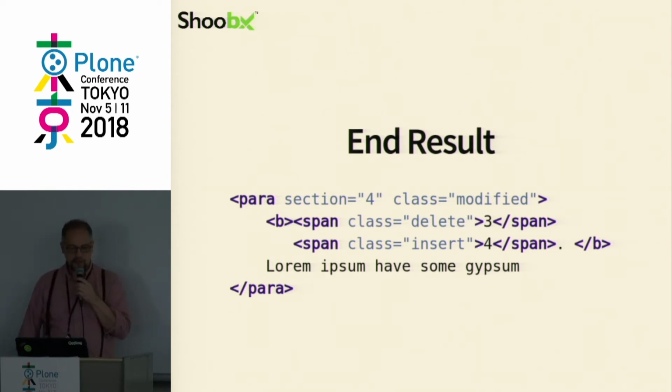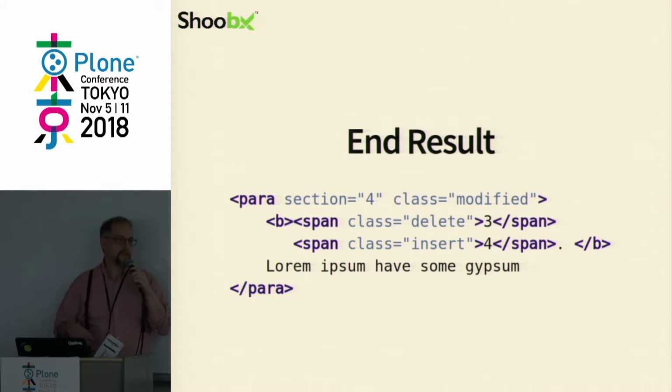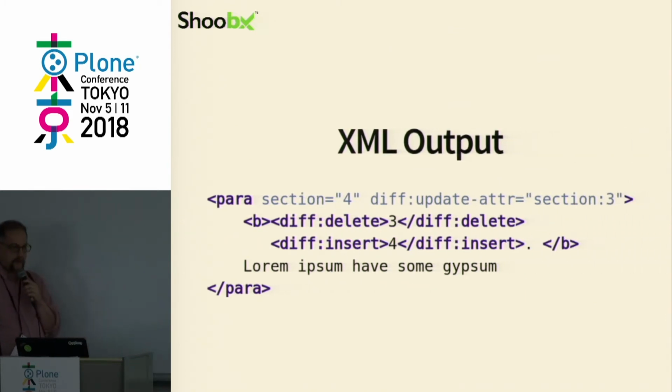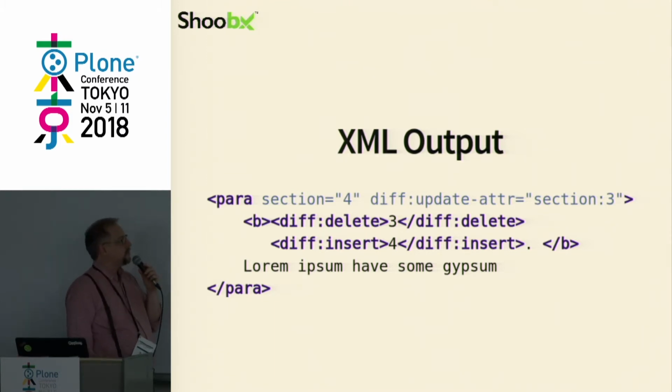We want something like this, right? Where we have here now a span with a class that says delete to remove the 3, and insert the 4 with class insert. So then we can format this with CSS to get the right sort of colors and strikeouts. But XML doesn't really have any spans and things like this. So instead what we do is that we have a formatter. This is what we talked about, formatter.